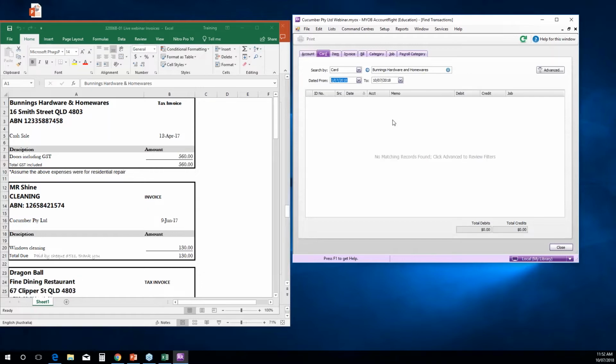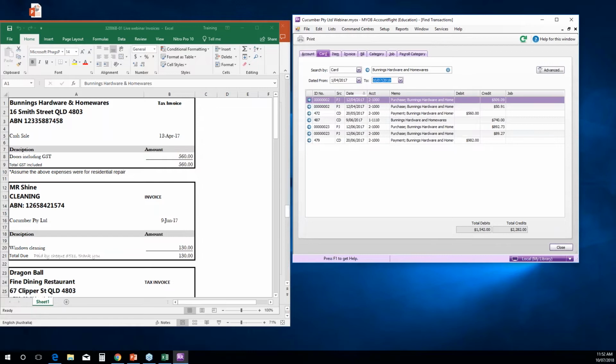My assessment doesn't have Bunnings. Yes, because I have changed all the names, right? So you will have to find the correct supplier name from the invoices and find the transactions. The dates are from 1st of April 2017 to 30th of June, but I will just leave it as it is because no transactions have been entered after 30th of June 2017. Wow, we have so many.